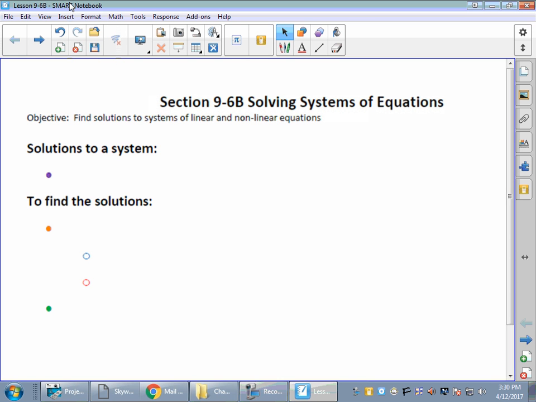This is the last section in chapter 9 for algebra. Our objective today is to find solutions for systems of equations. They could be linear, they could be nonlinear. Think back to section 9.6a where we did linear, quadratic, and exponential.